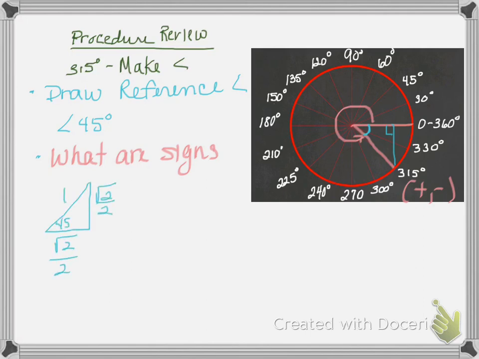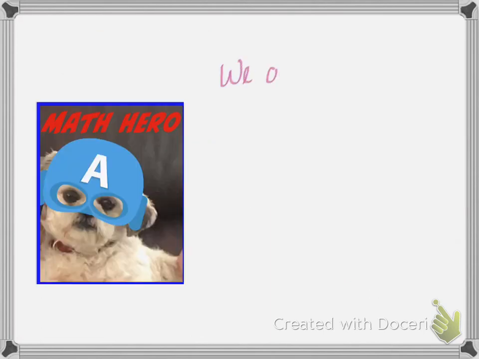At 45 degrees, both of the legs are the square root of 2 over 2, because the hypotenuse is 1. Remember, that's why this is a unit circle. And let's state that as a coordinate. The square root of 2 over 2, comma, negative the square root of 2 over 2.